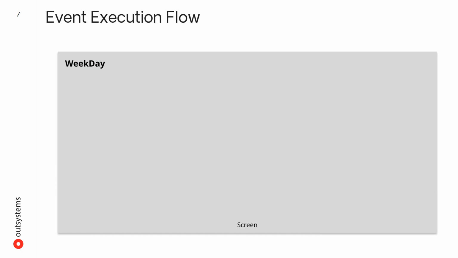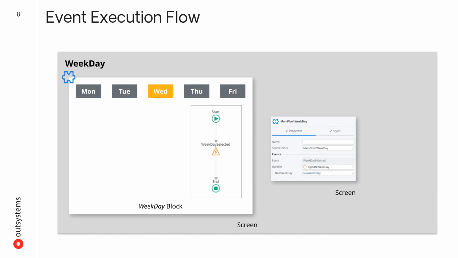Here we have a screen. Inside this screen, we have an instance of the weekday block. The goal of this block is that whenever the end user changes the selected day, it'll notify the parent of that change. If the user selects Tuesday, the associated client action, that is defined inside the block, is executed.